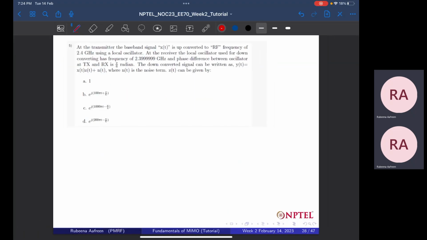Now this is saying that at the transmitter, the baseband signal is upconverted to an RF frequency, which is given, and at the receiver, the local oscillator is used for down conversion. This has a frequency which is a little bit different, like it has some error, and the phase difference is also given as pi by 6 radian. So for this question, we will consider this communication scenario.